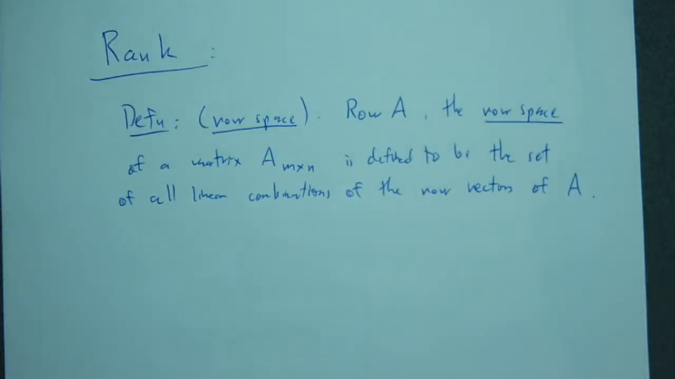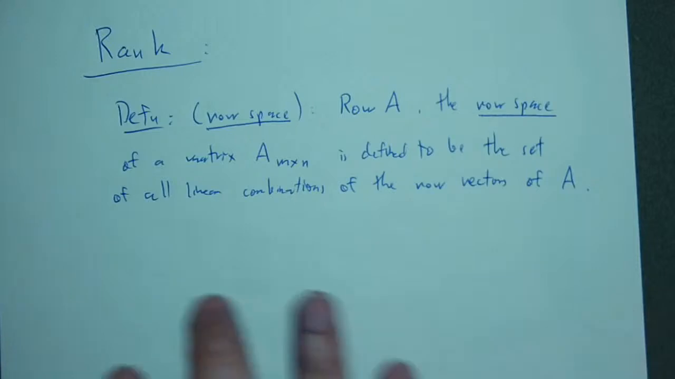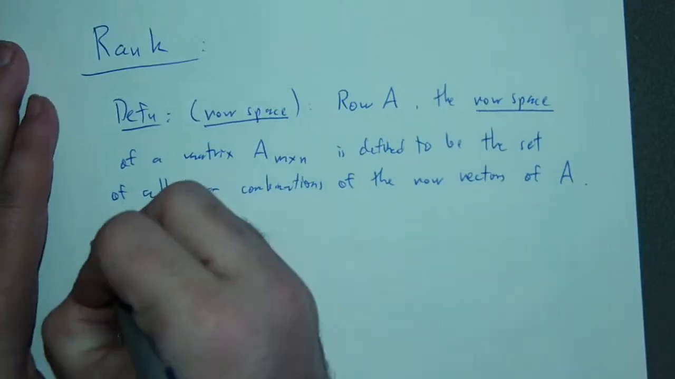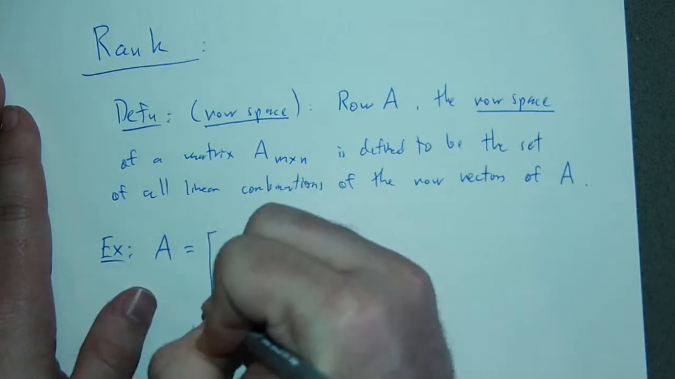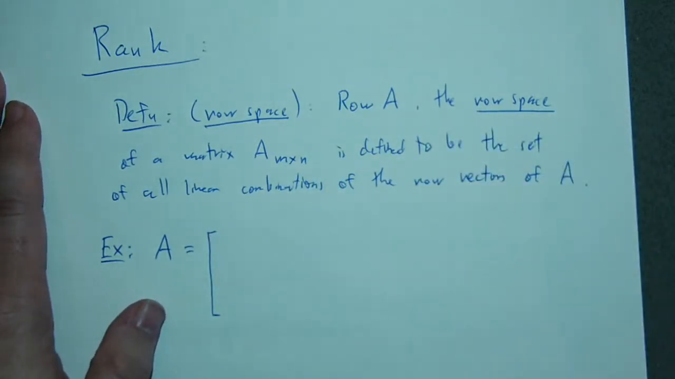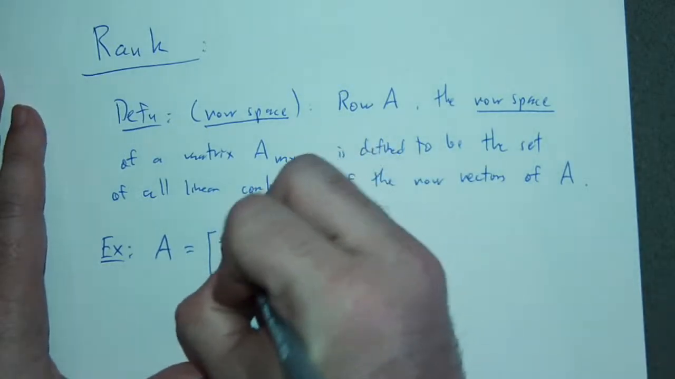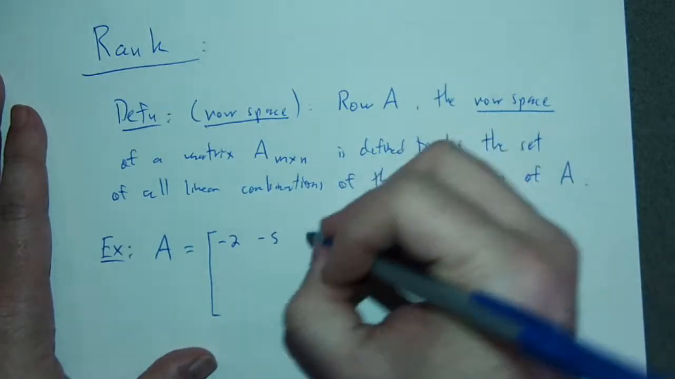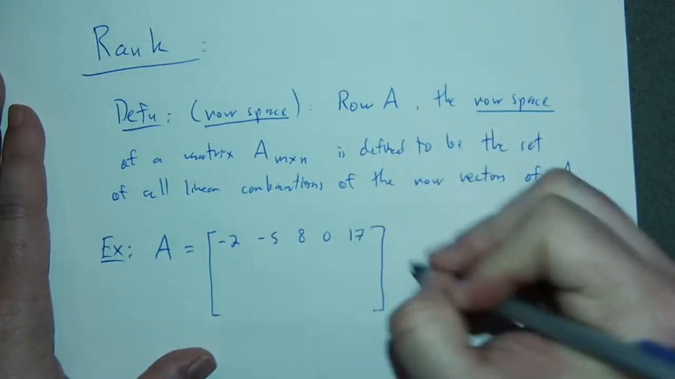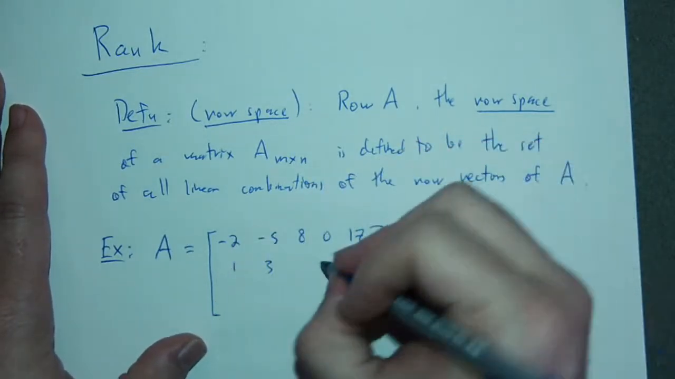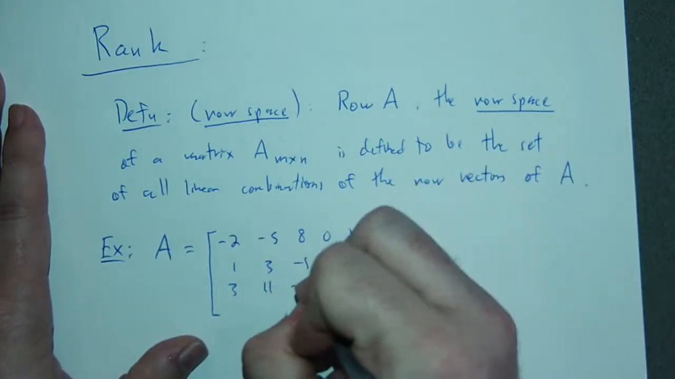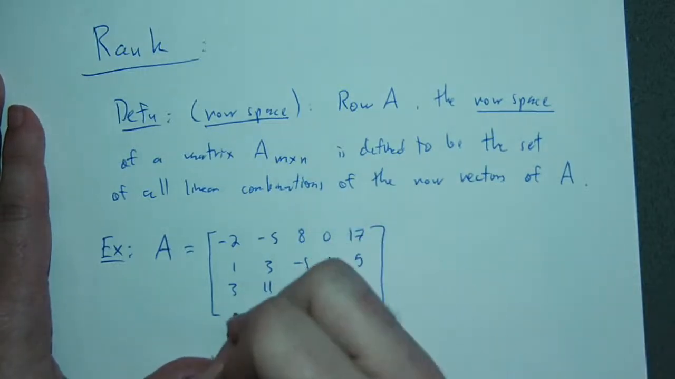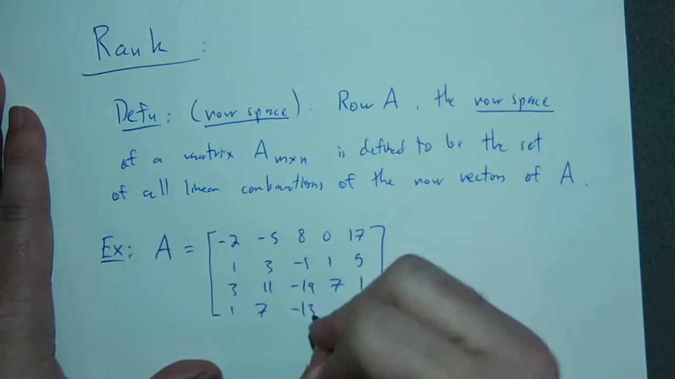Now, a couple of things here. You might have some complaints. I'm going to write the example, and then I'm going to alleviate your complaints. So let's do a quick example. Let A be the matrix, let's make it 4 by 5. I'm going to read row-wise. Minus 2, minus 5, 8, 0, 17. The next one is 1, 3, minus 5, 1, 5. And 3, 11, minus 19, 7, 1. And the last row is 1, 7, minus 13, 5, minus 3.